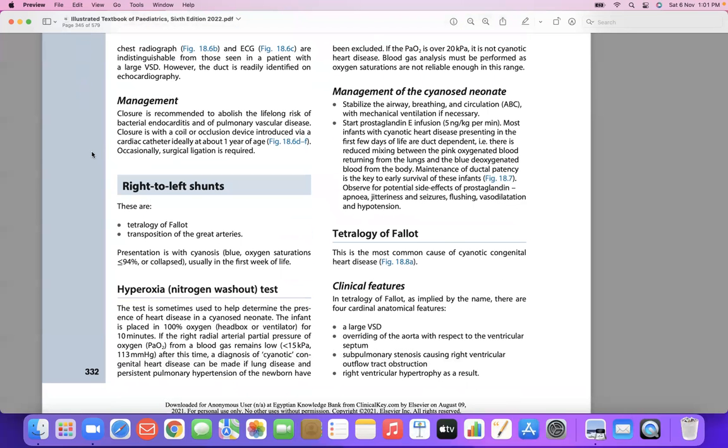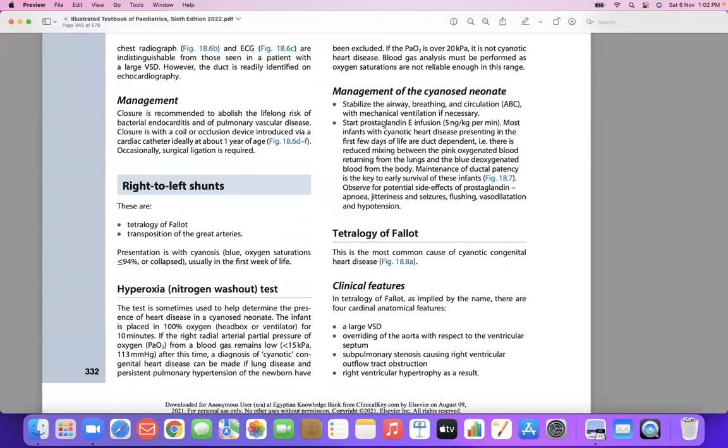So in general, you should know the management of a cyanosed neonate. What do you do? Again, the prostaglandin will come here. So always the child is cyanosed. You see the child is blue and the oxygen saturation will be less than 94%. So here you'll start with airway, breathing, circulation with mechanical ventilation if necessary. So this will be in your mind.